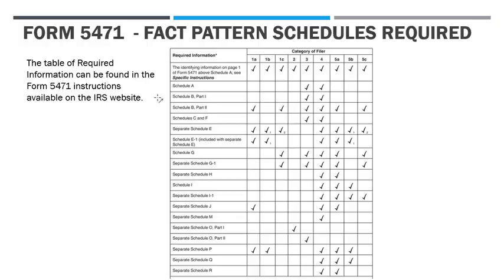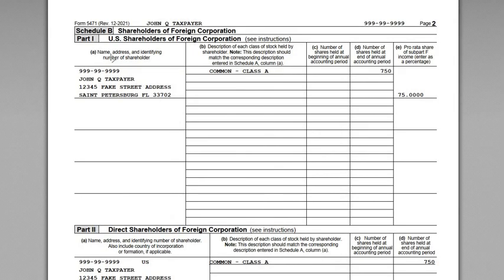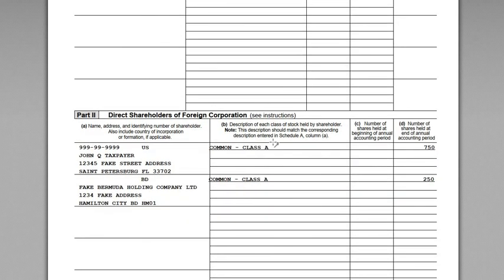So the schedule is broken into two parts, obviously. Part 1 covers the U.S. shareholders of the foreign corporation, right? So who are ultimately going to be these U.S. shareholders? And then Part 2 asks for the direct shareholders. So basically you're completing Part 2 first, right? Who is the direct owner of the stock in the foreign corporation?